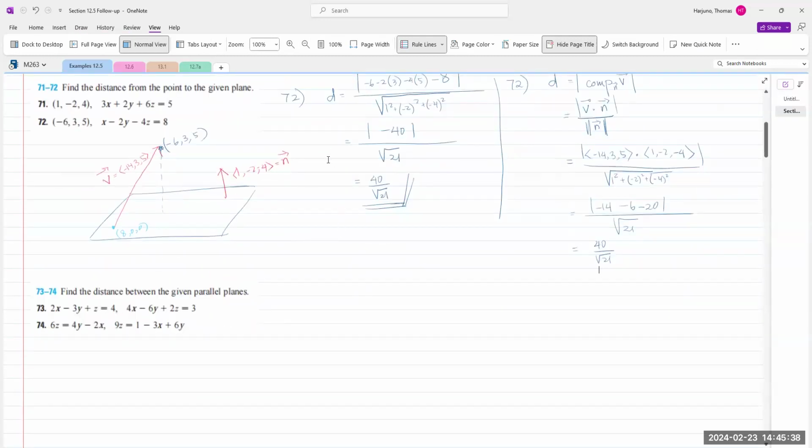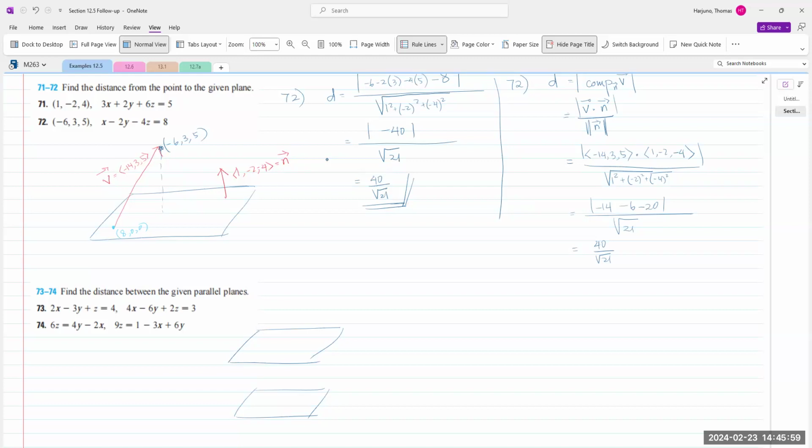Now, numbers 73, 74. Find the distance between two given parallel planes. If we have two planes that are parallel, how do we find the distance? We actually have a formula in our book, I think number 75, if you look at that book. But suppose I don't have that formula.